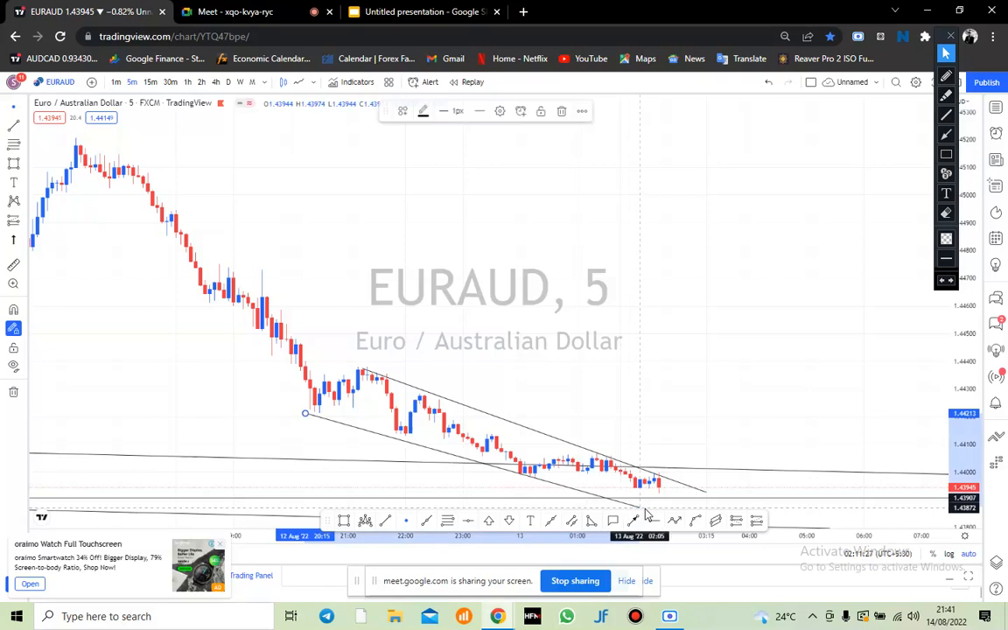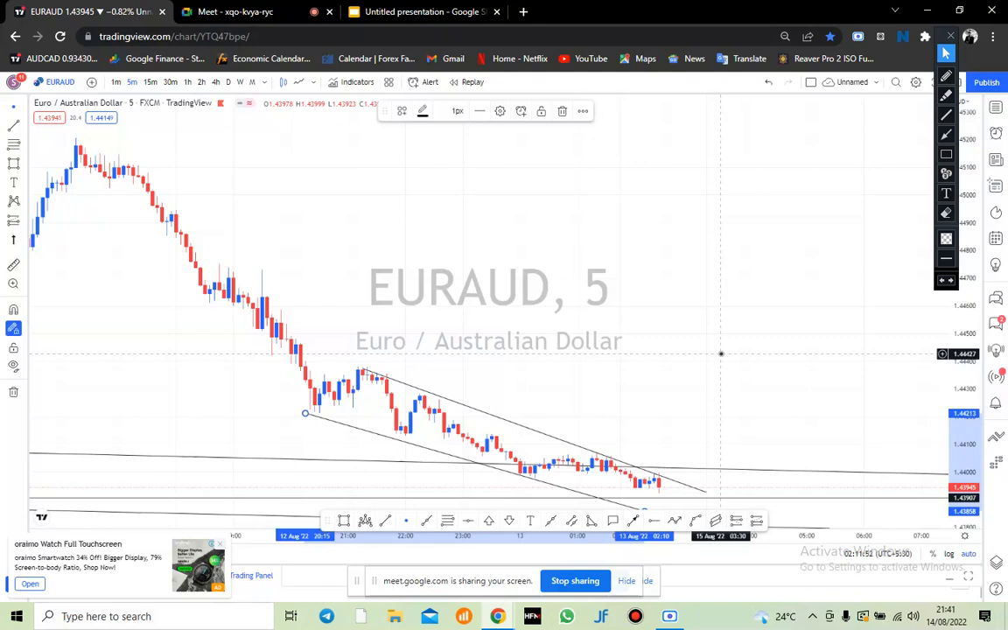Okay, these two lines did not meet up in the falling wedge pattern. They did not meet up. So if they meet up, it is not a falling wedge pattern. It is a symmetrical triangle, and a symmetrical triangle can either be neutral, a continuation, or a reversal. Okay, it's a neutral pattern, so we don't know where it's going to fall.